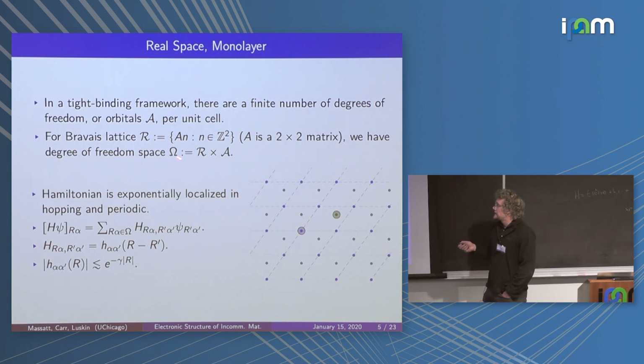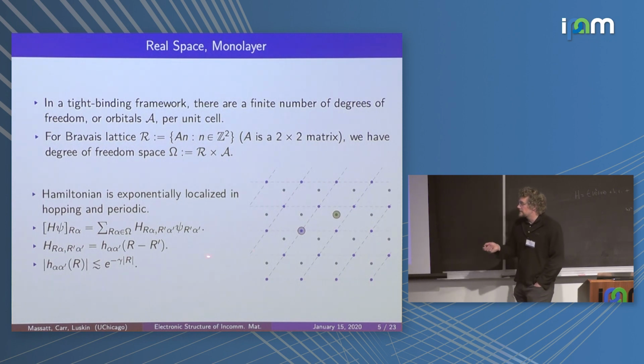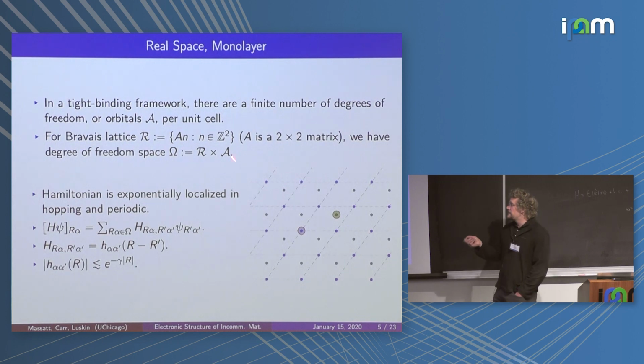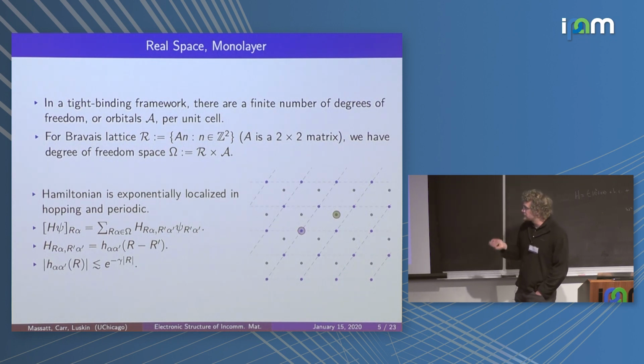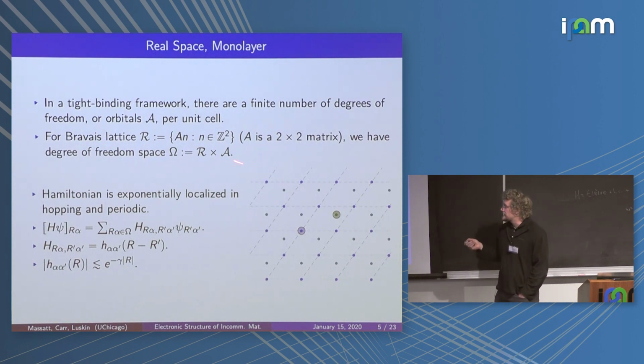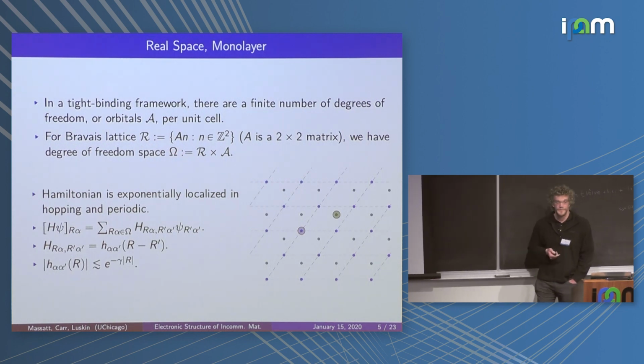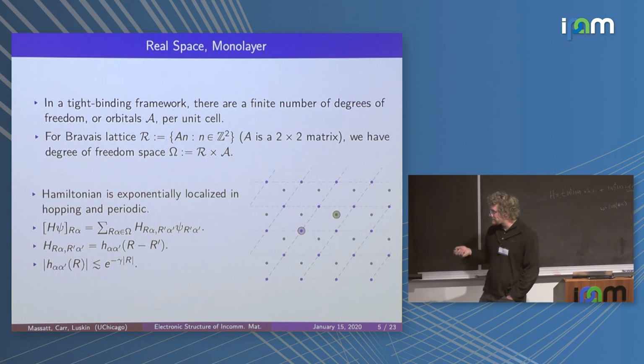So in a tight binding model, for a monolayer, I have an underlying Bravais lattice, so a periodic lattice. I'm going to call that R. And then per lattice site, there will be a set of orbitals. For example, in bilayer graphene, there will just be two p_z orbitals. I'm going to call the index of orbitals A, and then my total degree of freedom space will be Omega. So this describes my tight binding degree of freedom space for a monolayer.